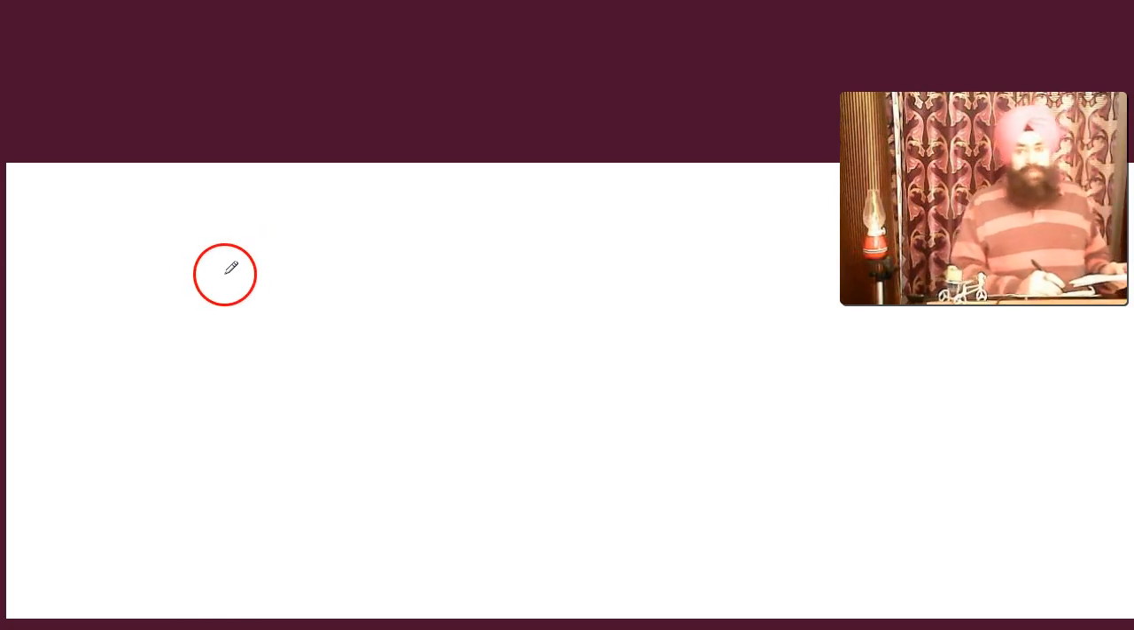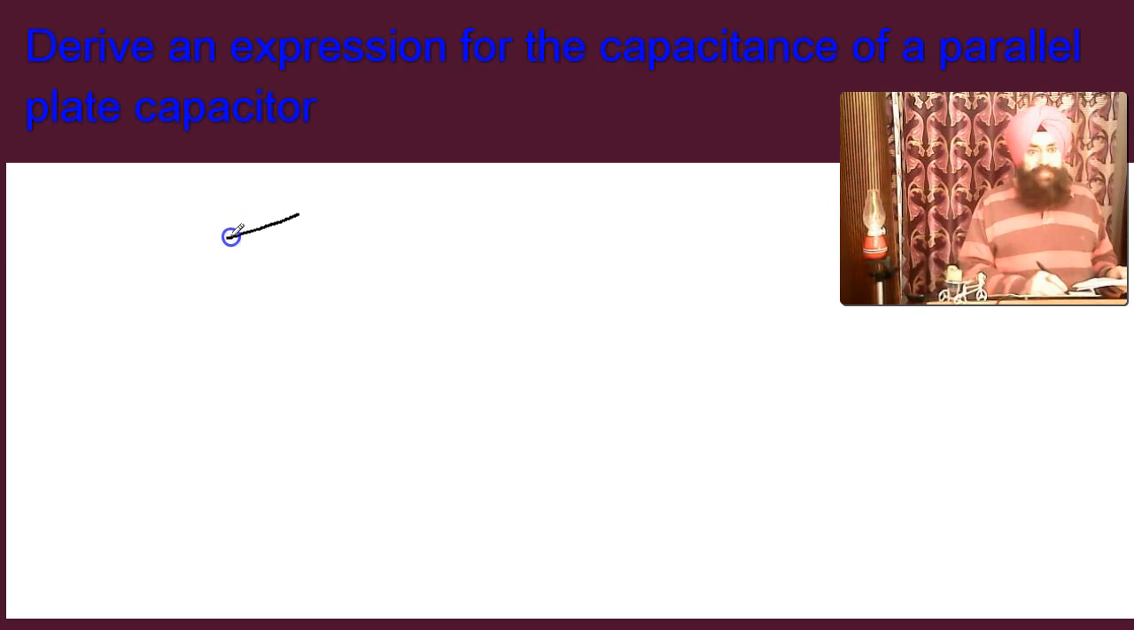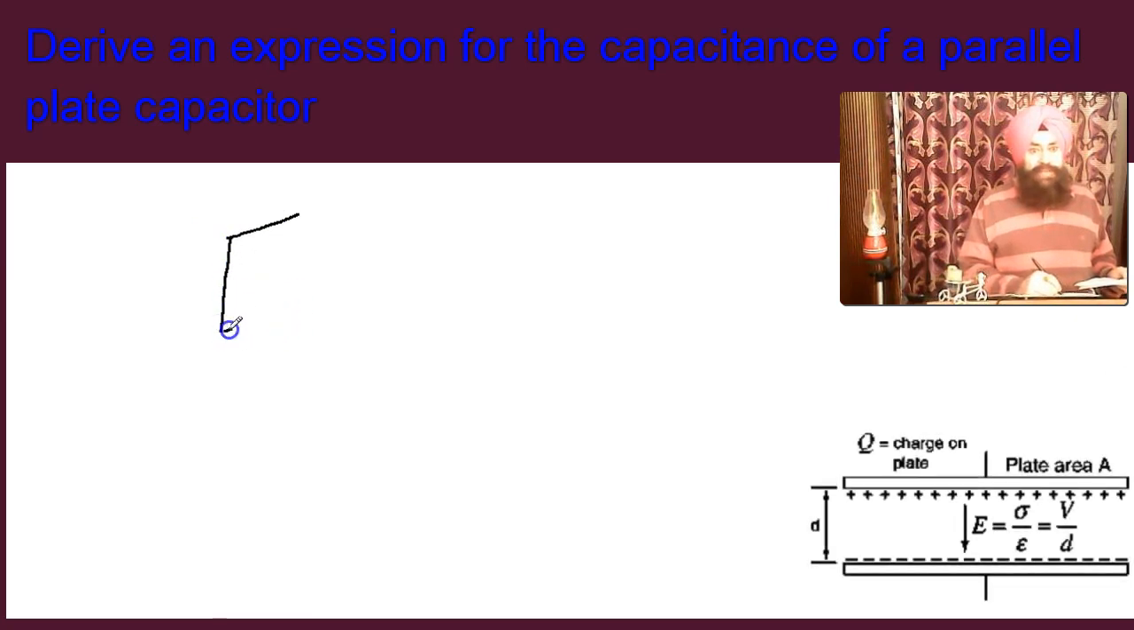My dear friends, today we'll derive a formula for the parallel plate capacitor. Parallel plate capacitor, like this is a plate, one plate, and the area of this plate, area means length into breadth, that is A. And plus Q charge is given to it.